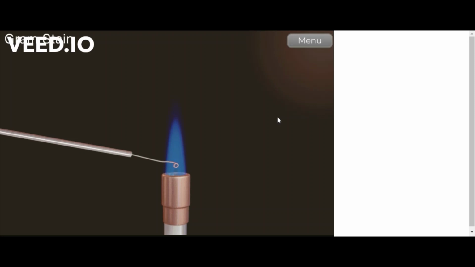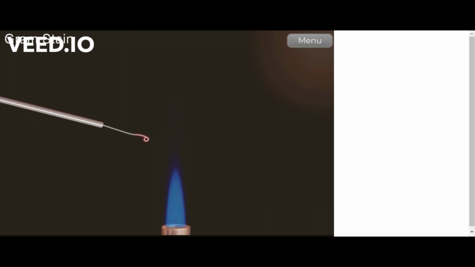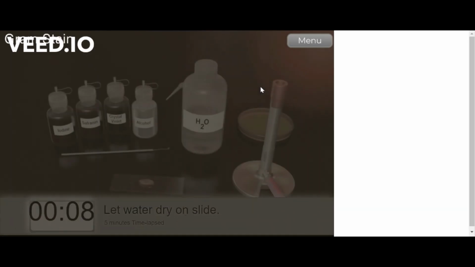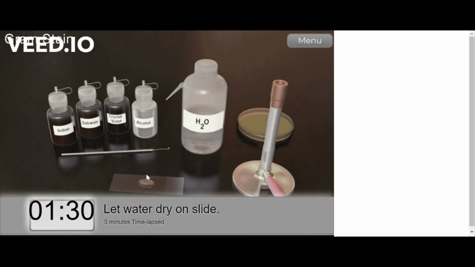So we will first sterilize the inoculating loop by putting it into a Bunsen burner, and then we will use the loop to touch the colony, and we'll place the loop into the drop of water. Next we will sterilize the loop before we put it on the bench. And now we will let the water dry on the slide for 5 minutes.